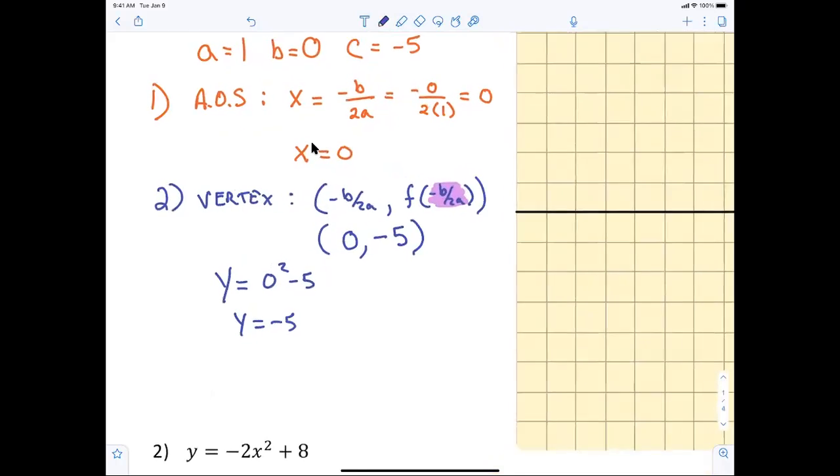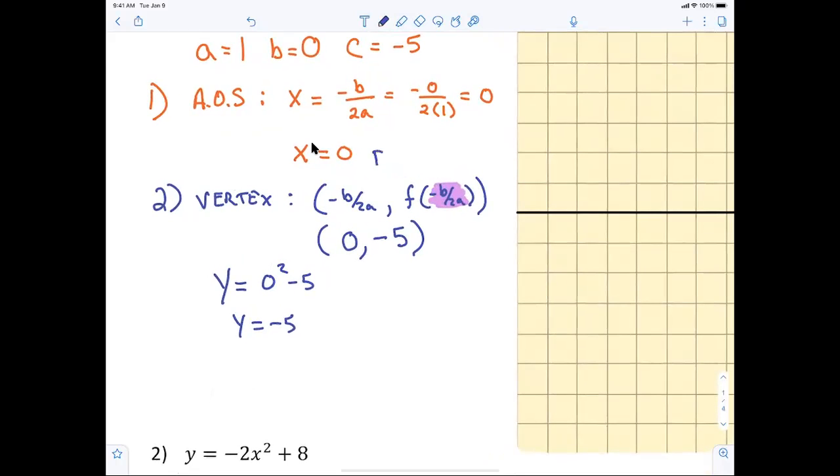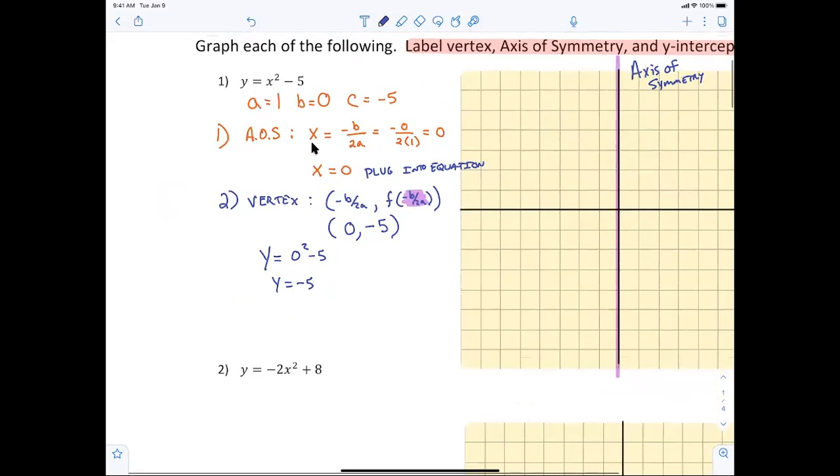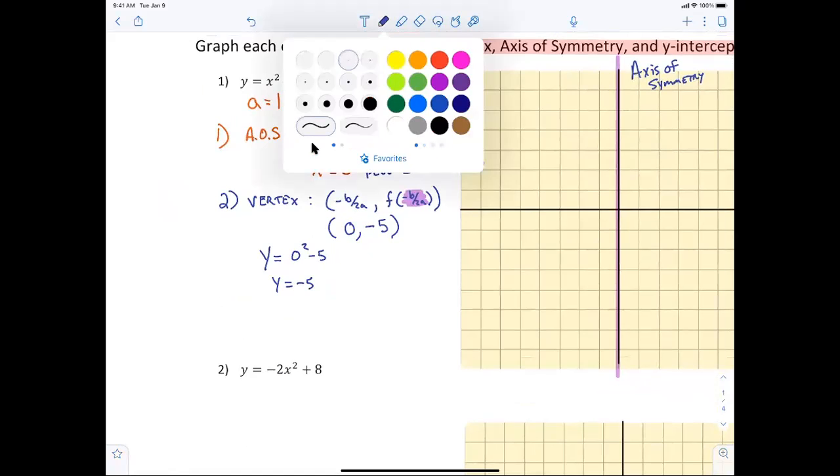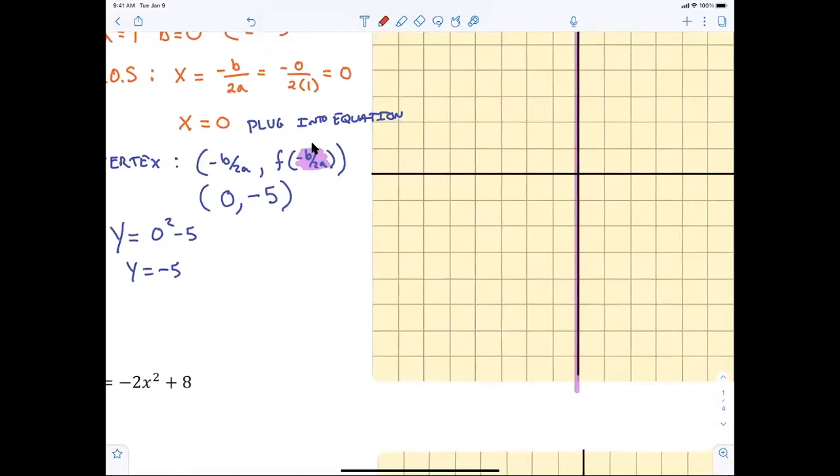Now you might want to make yourself a note and say, plug into equation, and that'll tell you the y value. Plug 0 into the equation. So I ended up with 0, -5. That's the vertex. So now I want everybody to go and plot 0, -5. So there's 0, -5.